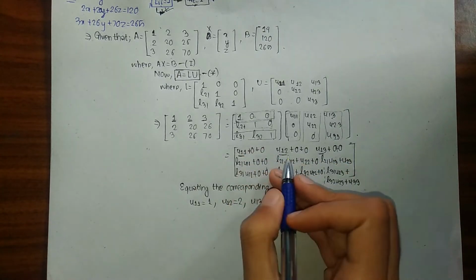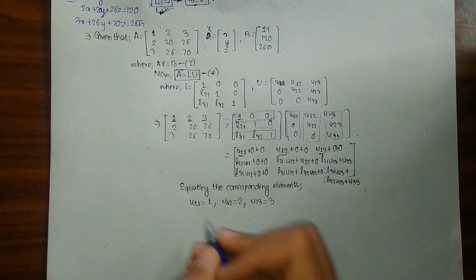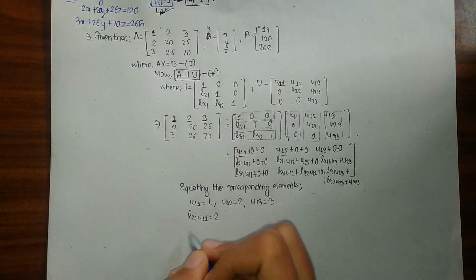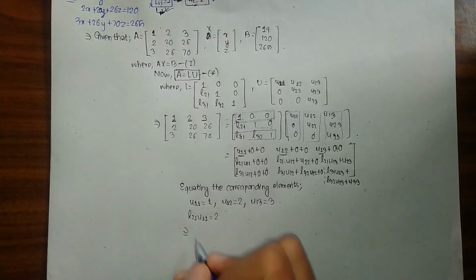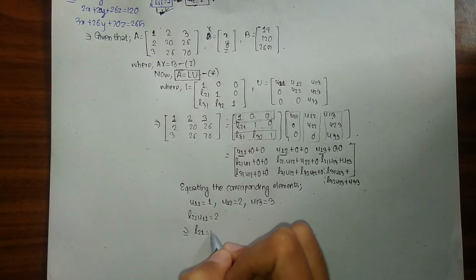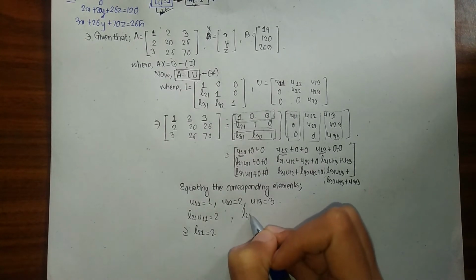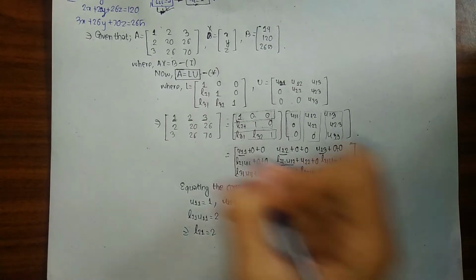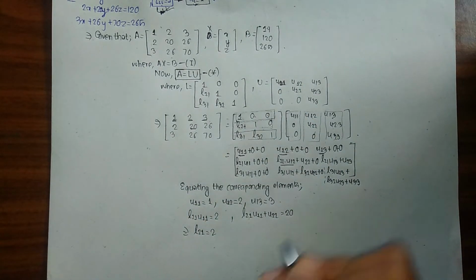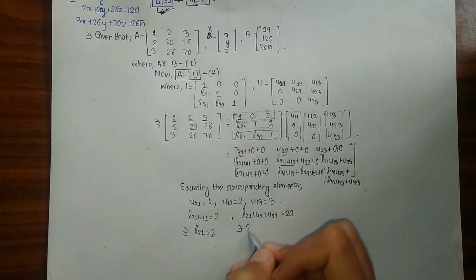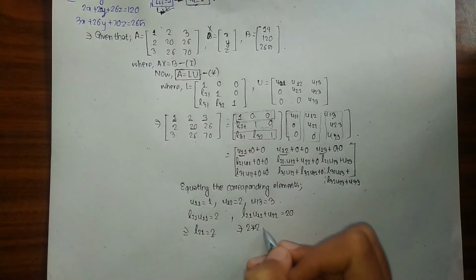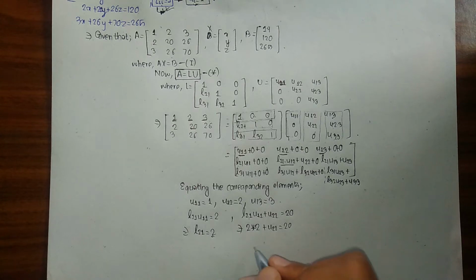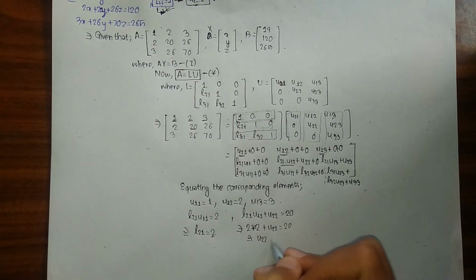Now let's move on to our second row. We get L21 U11 equals 2, which means, with our value of U11 as 1, we get L21 as 2. Then L21 U12 plus U22 equals 20. So we have L21 is 2 into U12 is 2, plus U22. On solving this, we get our value of U22 as 16.